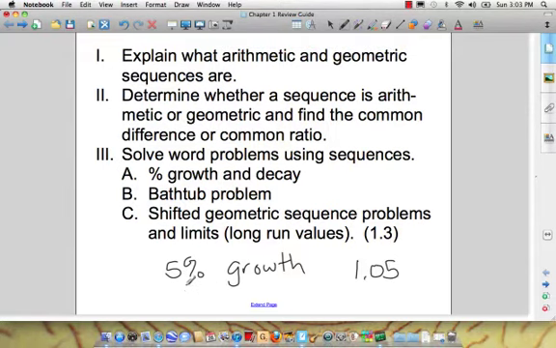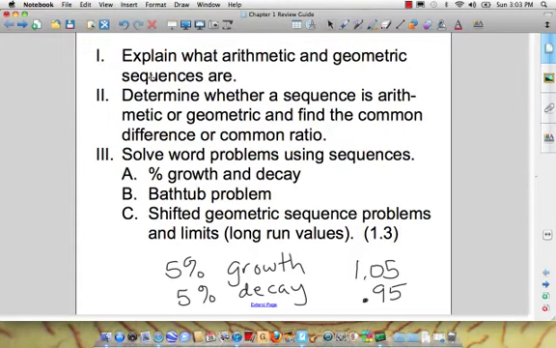On the other hand, remember if you have 5% decay, then it's 1 minus 5%, or 1 minus 0.05, and then you multiply by 0.95. So be clear on that, how you go from the percentage growth or decay to the multiplier or ratio.